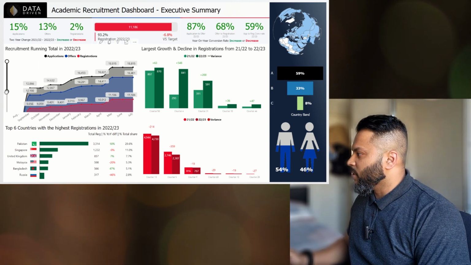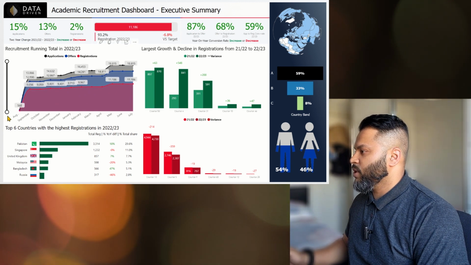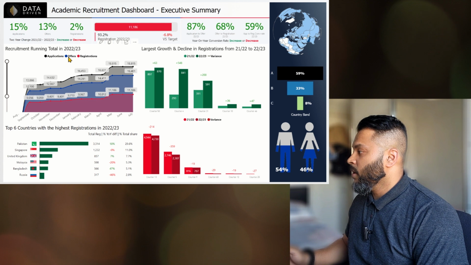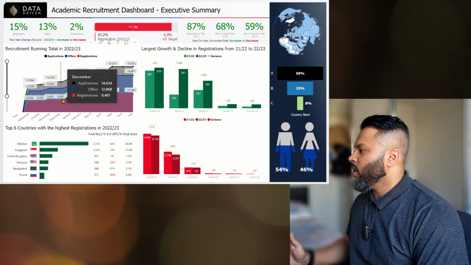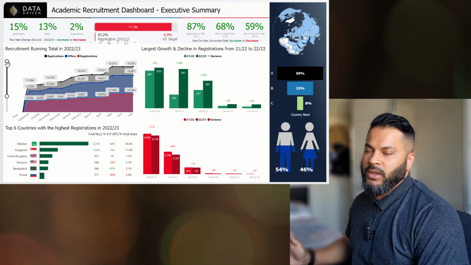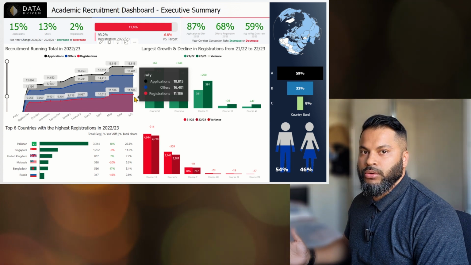The first chart on the left-hand side shows a running total of student applications, offers, and registrations for each month. This chart can quickly show the performance of each step of the recruitment process when comparing each of the lines. The point of this visual is to encourage curiosity.